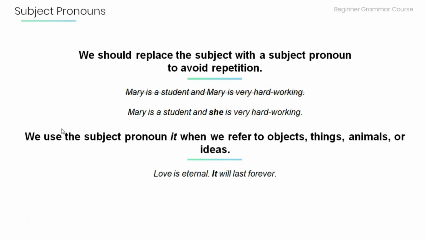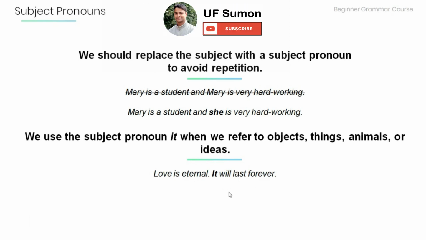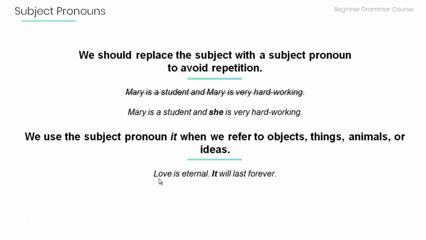Also note that we use the subject pronoun it when we refer to objects, things, animals, or ideas. For example: Love is eternal. It will last forever. The pronoun it refers to the word love.